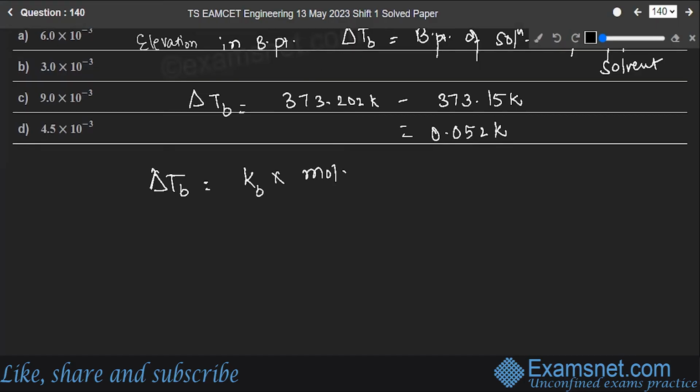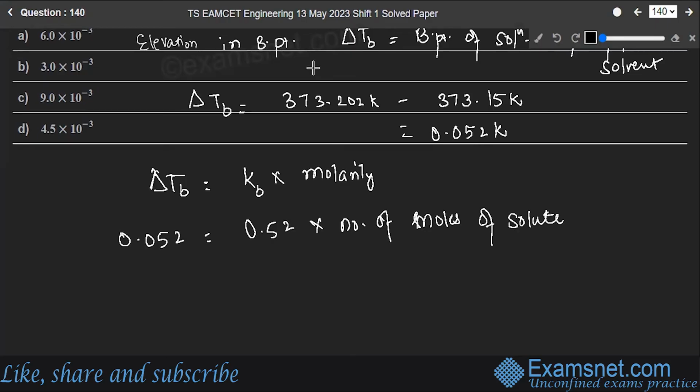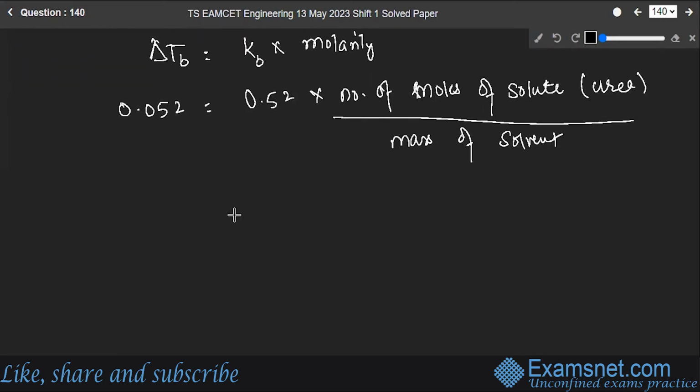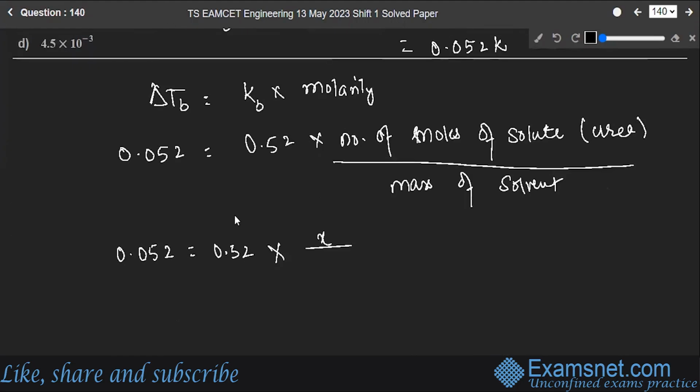Now, delta TB is equal to Kb into molarity. So 0.052 is equal to Kb, which is given as 0.52. Molarity is number of moles of solute, which is urea in this case, divided by mass of solvent. What are the number of moles of solute, urea? 0.052 is equal to 0.52 multiply. Number of moles is the weight upon the molar mass, which is 60.